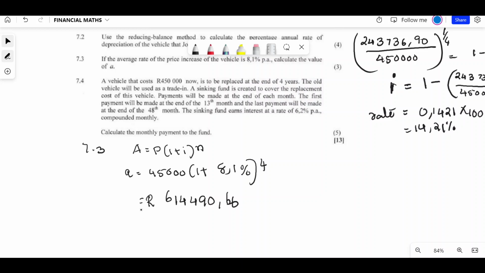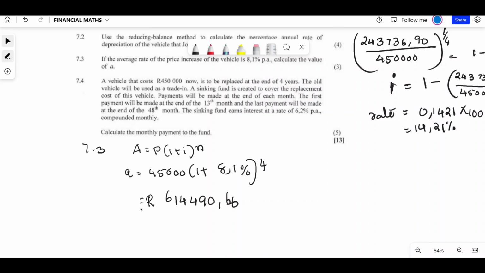Now 7.4, I think this is where we are going to use the sinking fund. 7.4: a vehicle that costs 450,000 now is to be replaced at the end of 4 years. So the replacement comes in sinking fund problems. The old vehicle will be used as a trade-in. That means you're going to sell the old one. You already know the price, the 243,736.90 we used, that was the depreciated value. So when you sell the vehicle, you are going to get that amount.